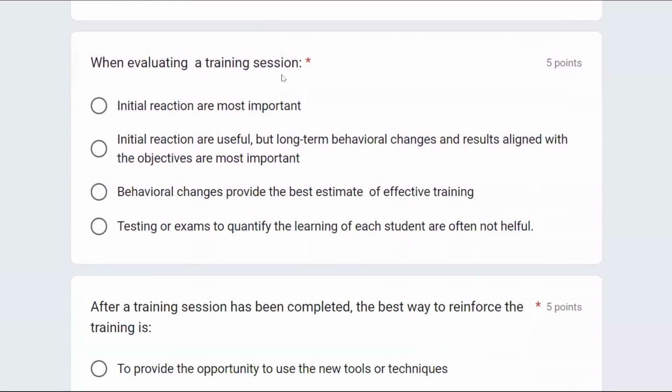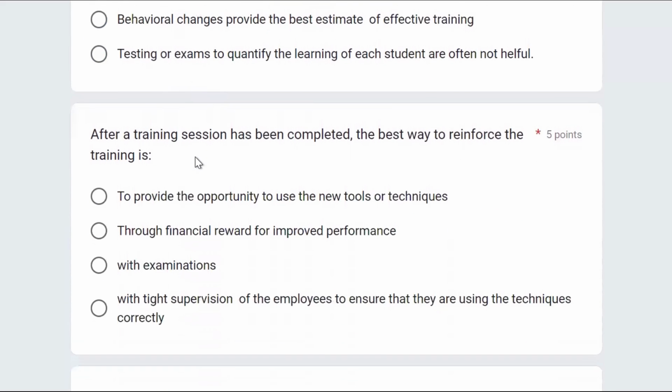When evaluating a training session, initial reactions are most important? Initial reactions are useful. Why? Because long-term behavioral changes aligned with the objective are most important. Behavioral change provides the best estimate? No. Testing or examining to quantify learning for each student is often not helpful? No. So this is the one.